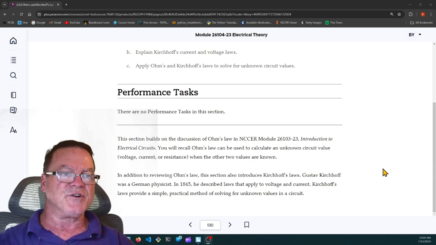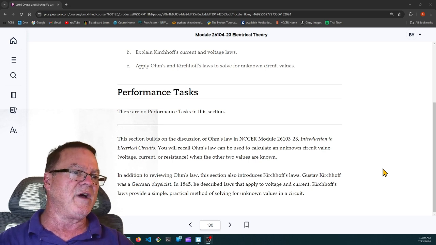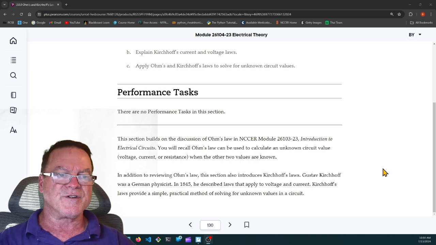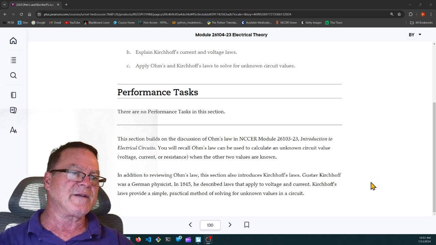Gustav Kirchhoff was a German physicist. In 1845, he described laws that apply to voltage and current. Kirchhoff's laws provide a simple, practical method for solving unknown values in a circuit.